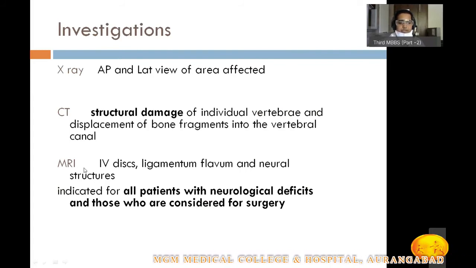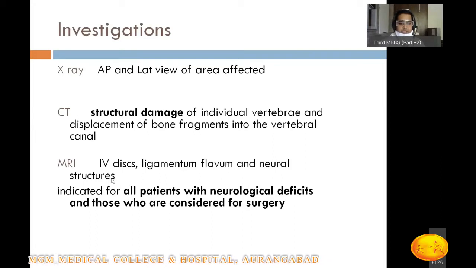And MRI, which is a very important investigation nowadays, will show the status of intervertebral discs, status of ligamentum flavum, status of neural structures, also status of the posterior ligamentous complex, which consists of interspinous and supraspinous ligaments. MRI is indicated in all the patients with neurological deficits. So patients graded from grade A to grade D in ASIA grading will all need to undergo MRI for further evaluation.